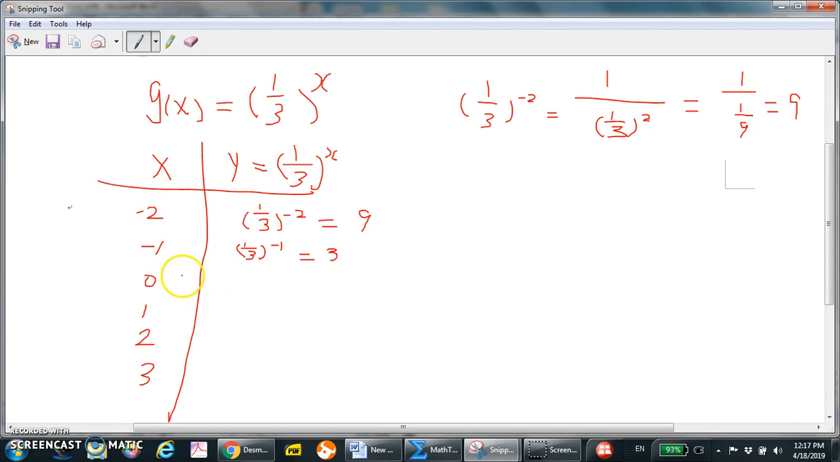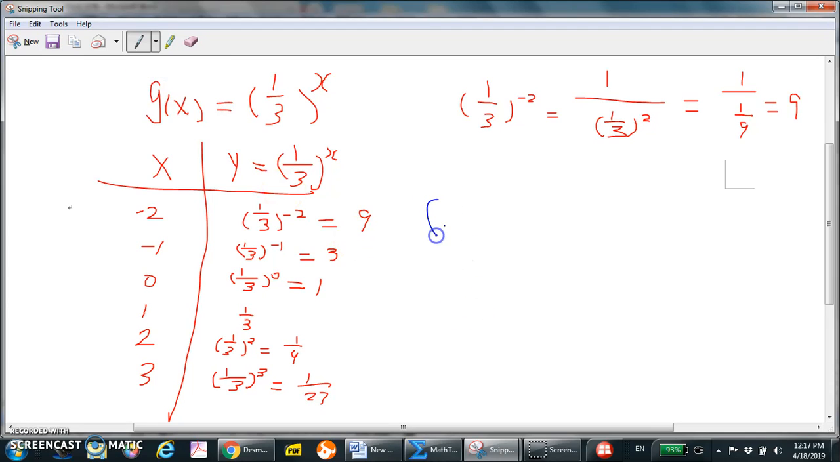And when x equals 0, y equals 1/3 to the power of 0, and that is 1. And when x equals 1, y equals 1/3. And when x equals 2, y equals 1/3 to the power of 2, so that is 1 over 9. And when x equals 3, y is 1/3 to the power of 3. So that is 1 over 27.